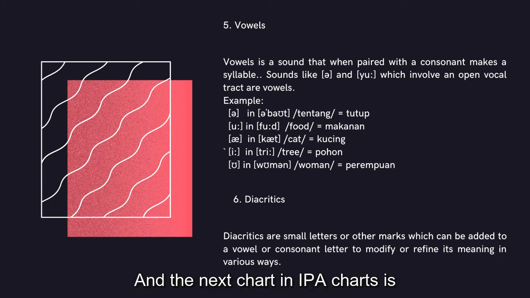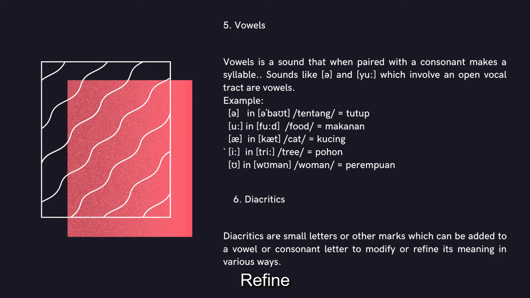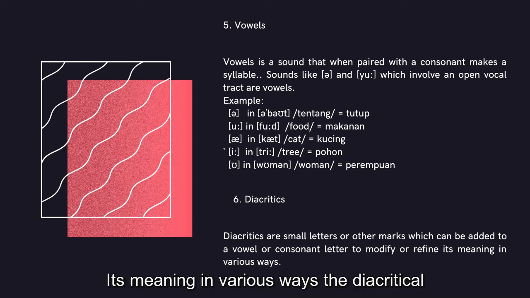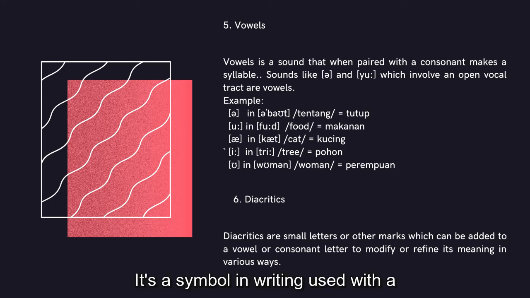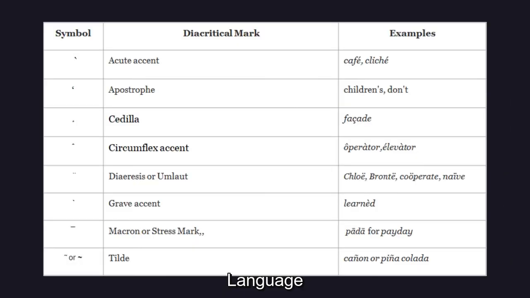And the next chart in the IPA chart is diacritics. Diacritics are small letters or other marks which can be added to a vowel or consonant letter to modify or refine its meaning in various ways. A diacritical mark is a symbol in writing used with a letter to indicate a different pronunciation, stress, tone, or meaning, also called tone marks in other languages. For example, you can see on your screen right now.